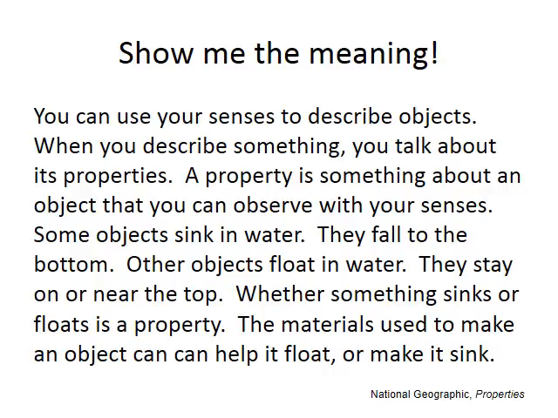You can use your senses to describe objects. When you describe something, you talk about its properties. A property is something about an object that you can observe with your senses. Some objects sink in water. They fall to the bottom. Other objects float in water. They stay on or near the top. Whether something sinks or floats is a property. The materials used to make an object can help it float or make it sink.